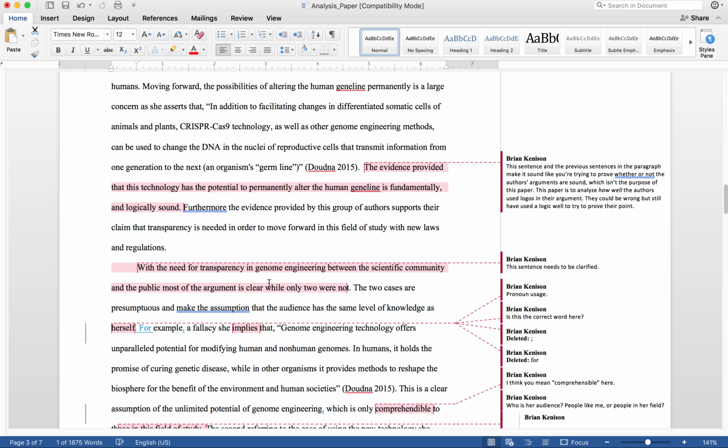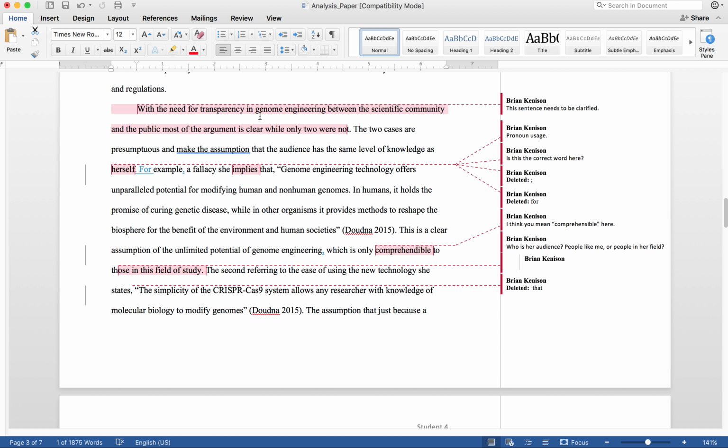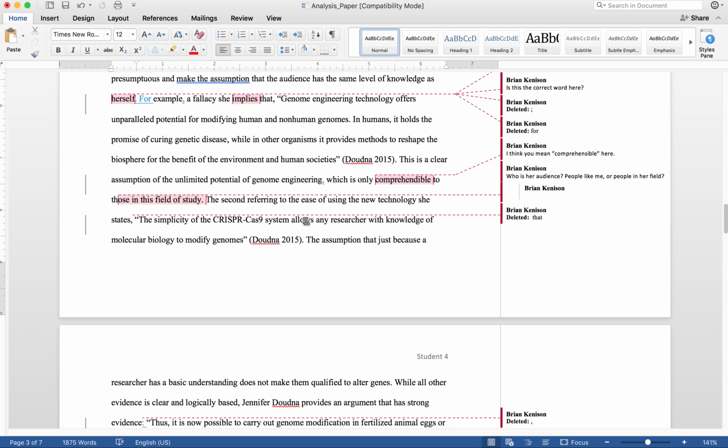Going down, there are a few other things, a sentence here that can be clarified. Pronoun usage, where we're using she when it's a group of authors. Here, implies may not be the right word for that. Imply would mean that she knows she's making a fallacy and wants to make a fallacy, and so that might not be the correct word. A few other correct words.